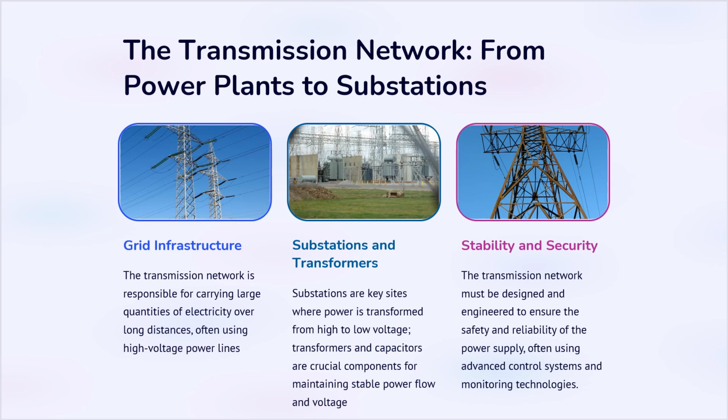Substations are key sites where power is transformed from high voltage to low voltage. At the power plant, we make voltages high to transmit them, but when the power reaches the substation, the high voltage is converted, or transformed, into low voltage, and we add capacitors to maintain stable power flow and voltage. And now we will talk about stability and security.